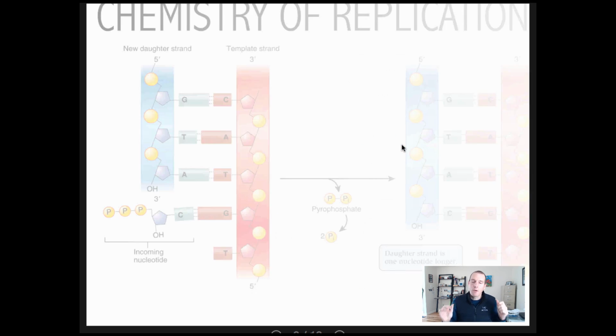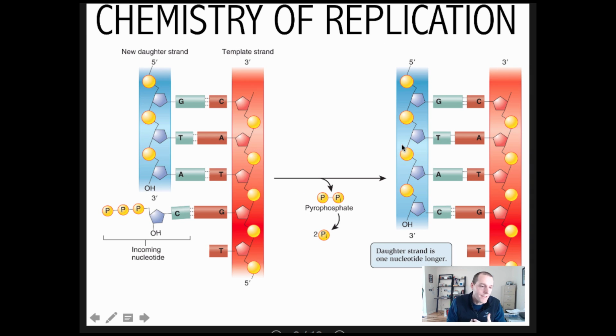Let's look at the actual chemistry of replication now. This is a little bit complicated. We touched on it a little bit earlier. Remember the first really important rule about DNA replication. You must always add to the 3' end of a strand of DNA. You must always add nucleotide to the 3' end. And so that means we're always going to make the new DNA 5' to 3'.